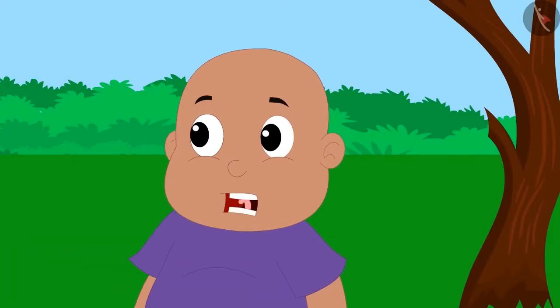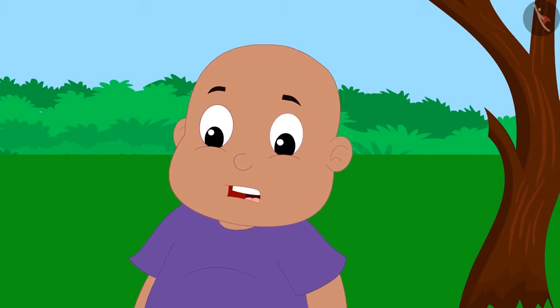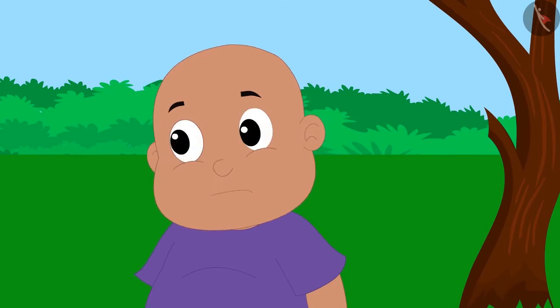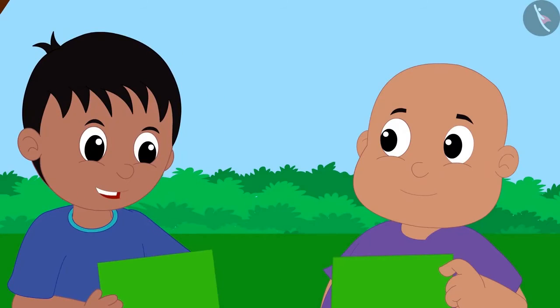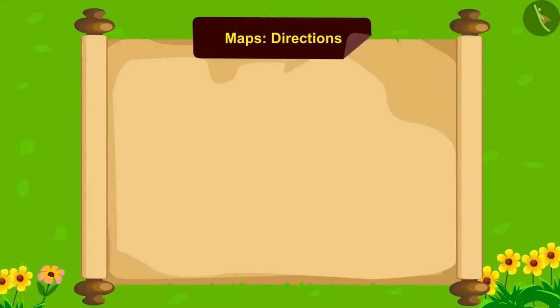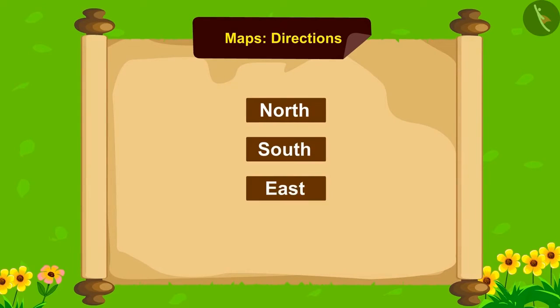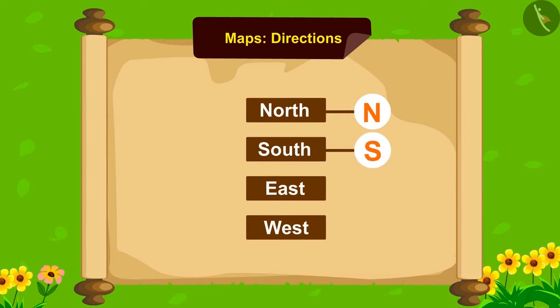But how are we supposed to use this? And what directions are these, Raju? Then Raju explains it to him. There are 4 cardinal directions: north, south, east, and west. Referred to by N for north, S for south, E for east, and W for west. They can be written like this too.